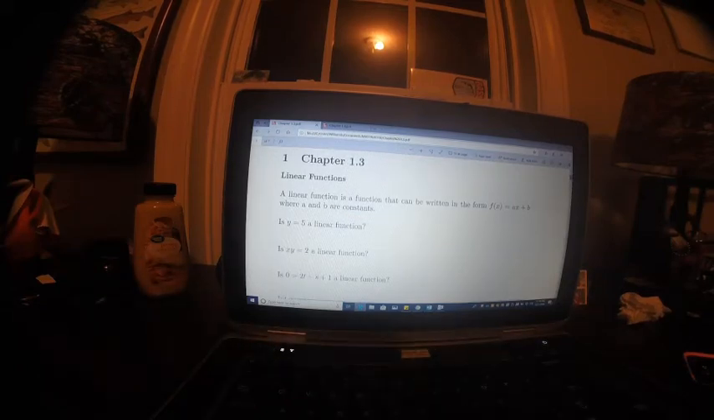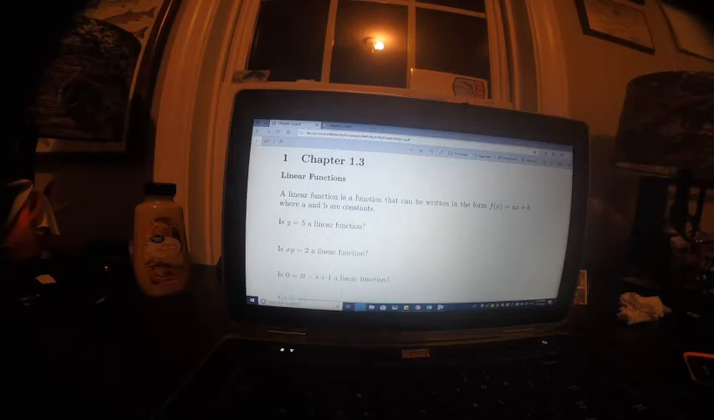Alright, 1.3 is linear functions and really just builds on what we learned in chapter 1.2. A linear function is a function that can be written in the form f of x equals ax plus b, where a and b are constants. This first part asks, is y equals 5 a linear function?